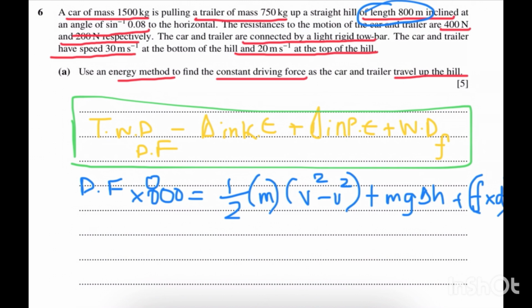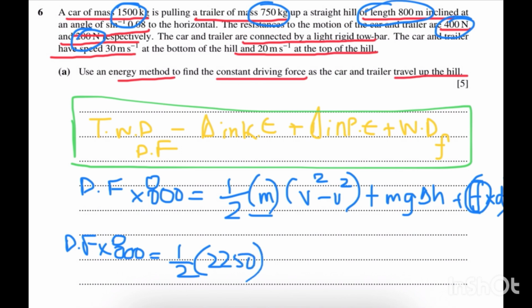When I say that I will be looking at this entire system, what that means is that when we're talking about the energies, I will look at the energy that both the car and trailer exert together. So for the mass, we take the mass of the car and the trailer, 750 plus 1500, so that's 2250. For the force of friction, we take the friction of both the car and the trailer, 400 and 200, so that is 600. Driving force multiplied by 800 is equal to half times 2250, and then the final speed was 20 meters per second at the top of the hill, so that will be 20 squared, and the initial speed was 30, so that will be 30 squared.